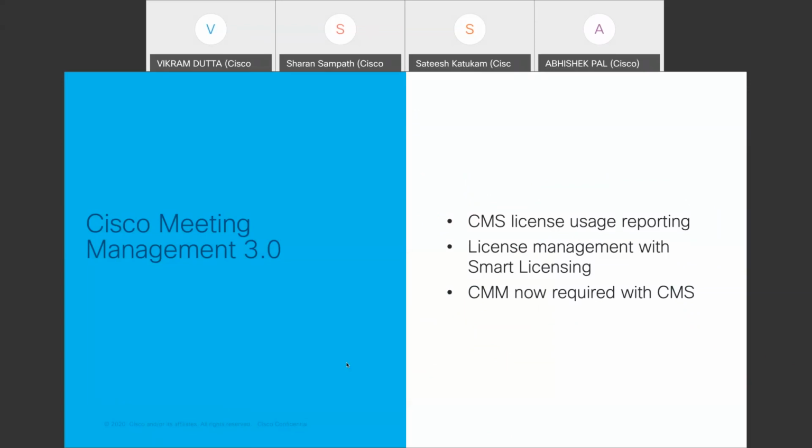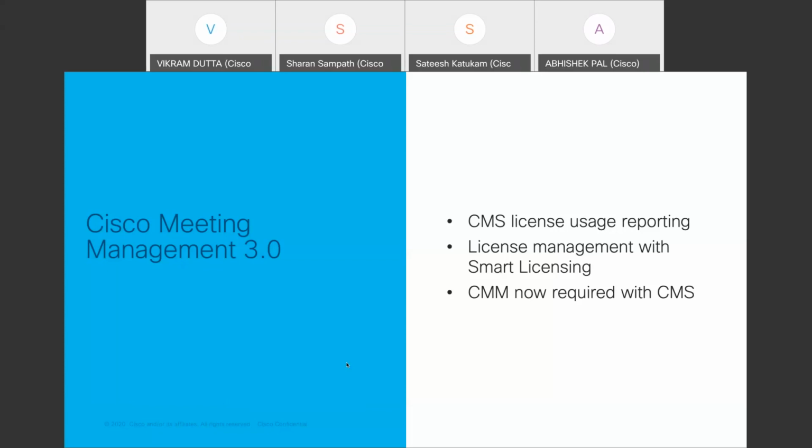Okay, so based on whatever information that you've already got, you might be already aware that CMM is mandatory from CMS version 3.0. Right? So CMM 3.0 and CMS 3.0 should work together once you upgrade to version 3.0. This is because the Cisco Meeting Management is responsible for managing your licenses from CMS version 3.0 and above. So if you do not have a Cisco Meeting Management, then your CMS servers, which are running 3.0 and above, cannot be licensed.